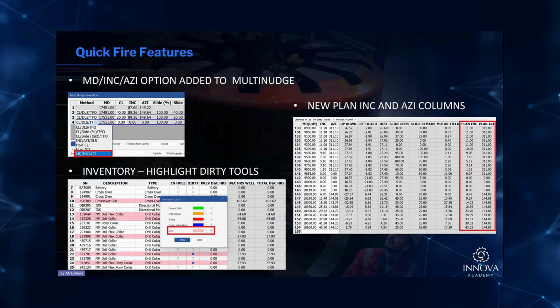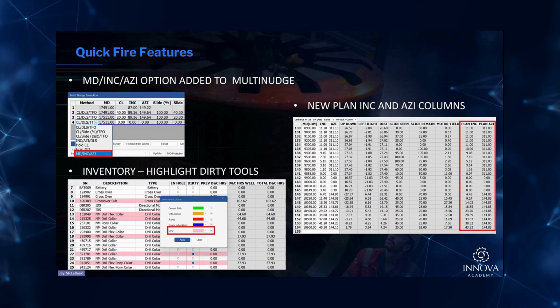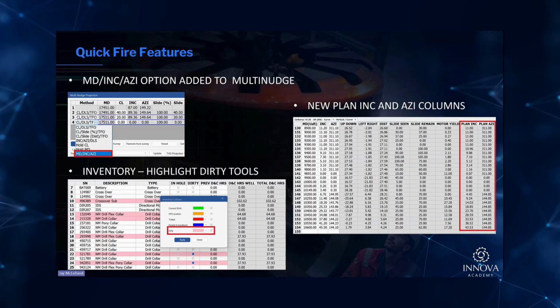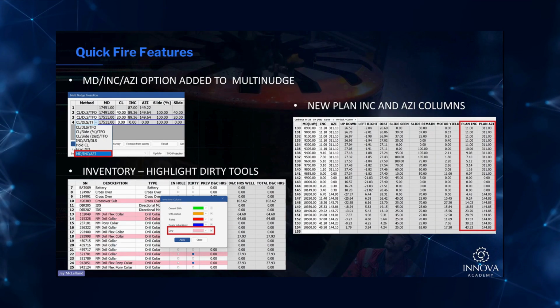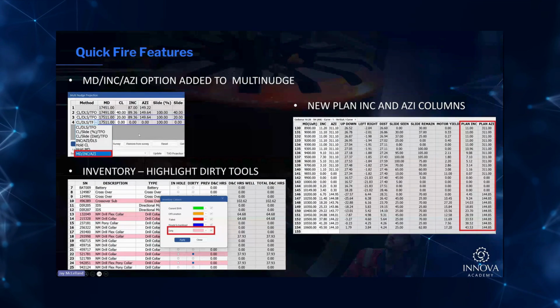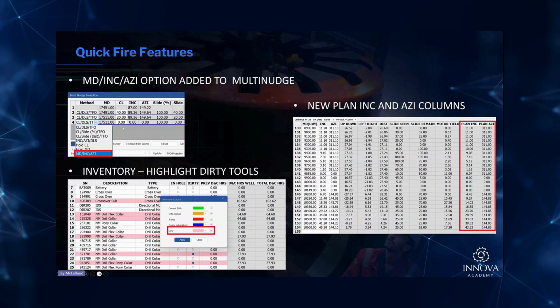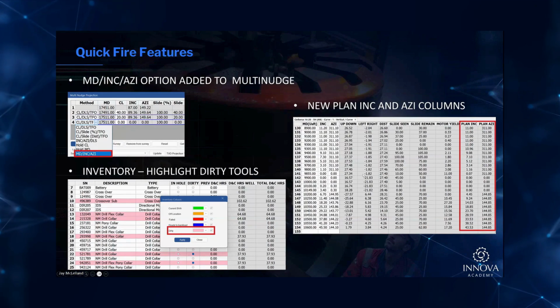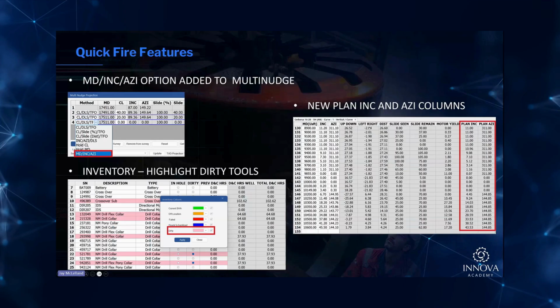And because we didn't have this as part of our projection method in multi-nudge, they were actually entering it in the survey grid, which is fine and it can be done, but it could potentially be mistaken for a survey. In this particular instance, this now allows the directional driller to put this into the multi-nudge and it will properly flag up as a survey. So quite useful for the directional drillers.